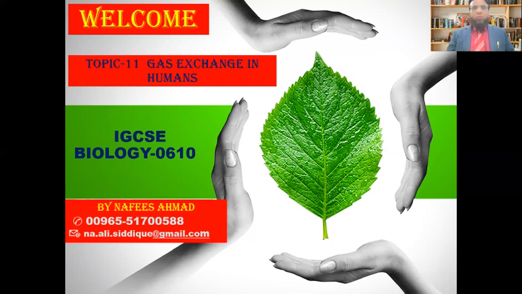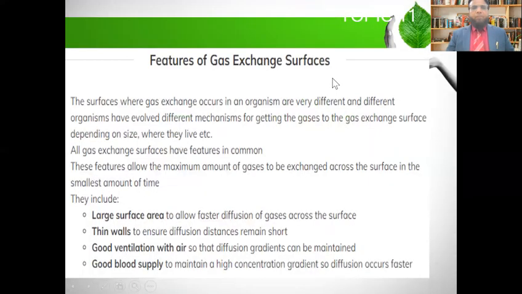Okay, now come to the first slide. As you can see, the title is features of gas exchange surfaces. Any surface which exchanges gases basically has four characteristics, as you can see in the slide. These surfaces should have a large surface area, so that more diffusion takes place. Another, they should have thin walls, which ensures diffusion distances remain short. Another is good ventilation with air.